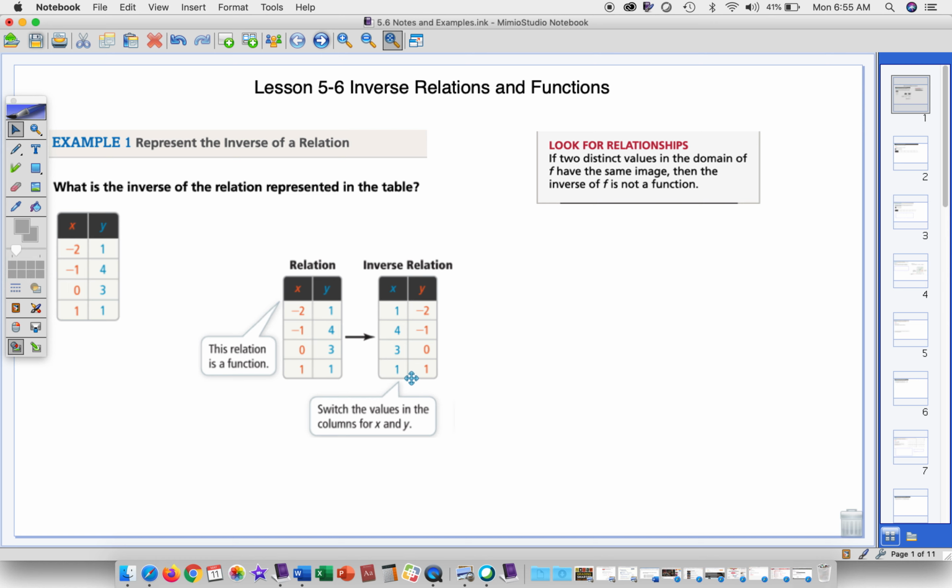When we look at the inverse, we've got two x values that are 1s, and they go to different y values. So we have 1, -2, and we have 1, 1. Therefore, this inverse relation is not a function.